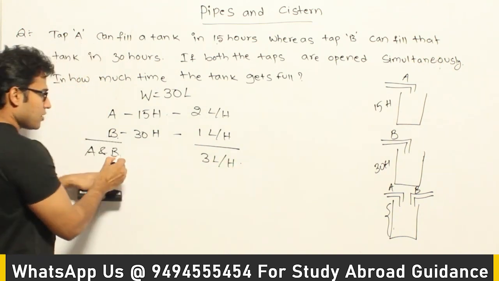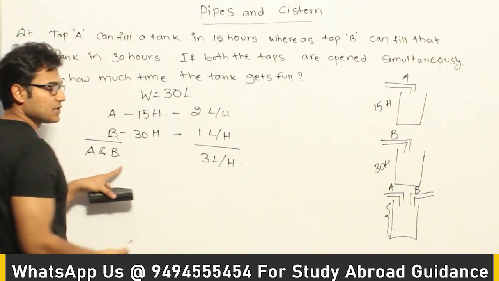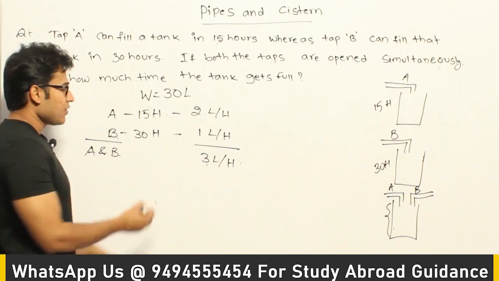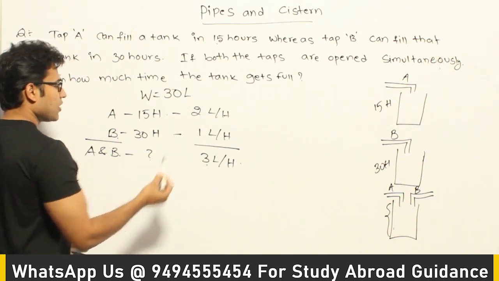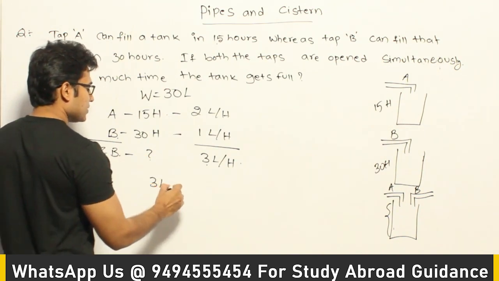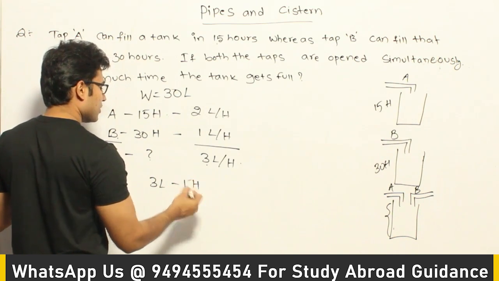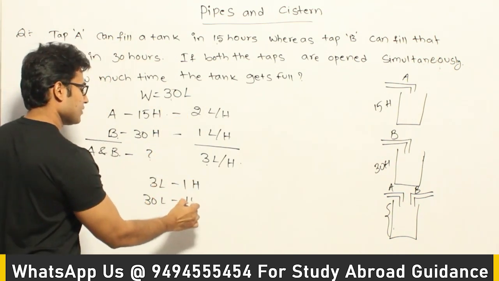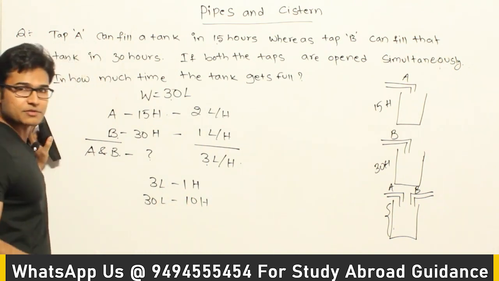Therefore, both of them, when they are operating together, are able to finish the work as 3 liters can be filled in 1 hour. Now what is the total amount of time required by both of them to finish it? See this, 3 liters can be done in 1 hour, and totally we have 30 liters. How much time does it take? 10 hours. Multiplying both sides with 10.